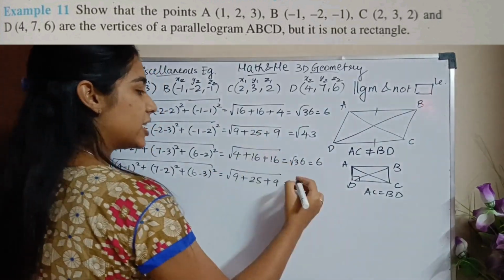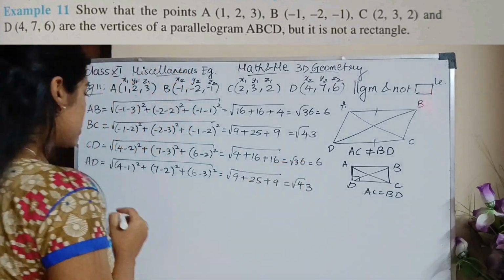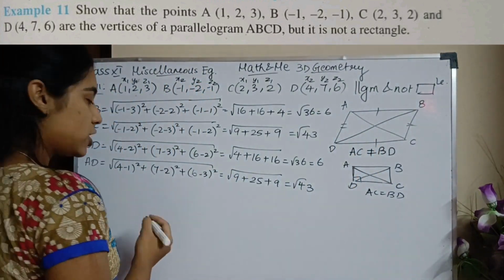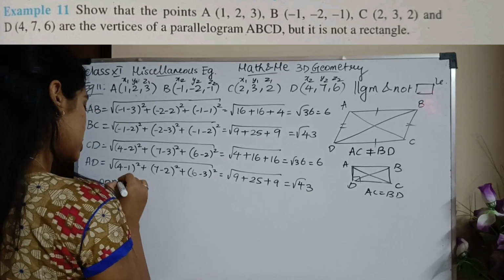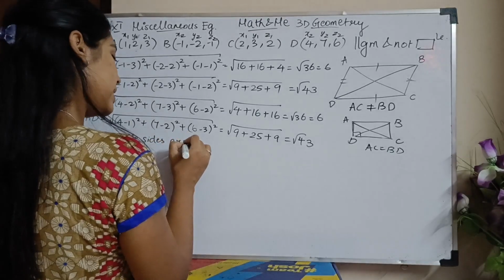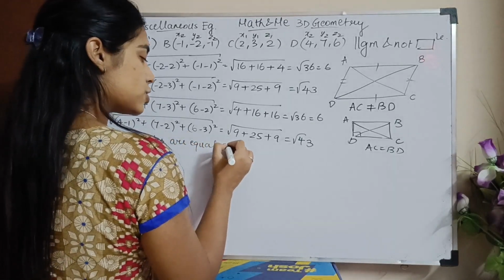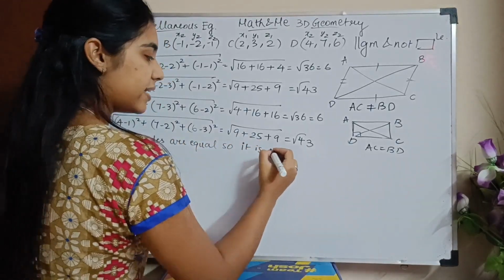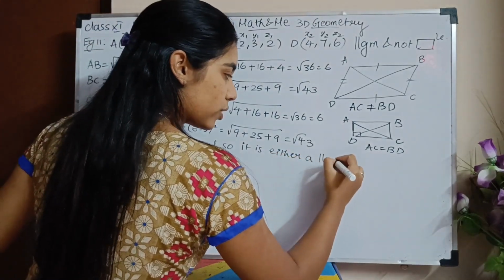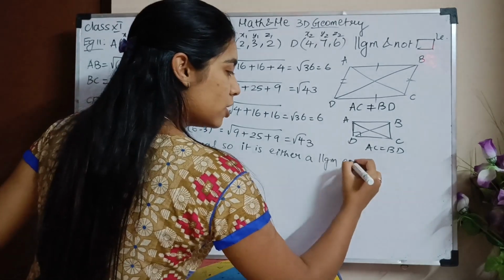So you are getting the same value. This will be square root of 43. So you also see that BC equals AD. So we have proved that the opposite sides are equal. So it is either a parallelogram or a rectangle.